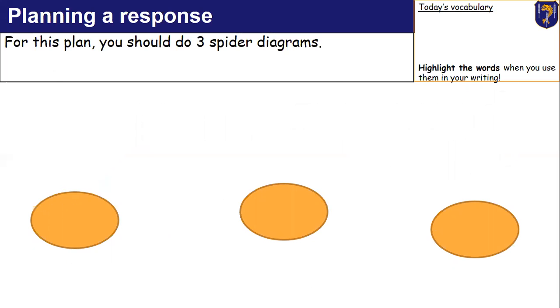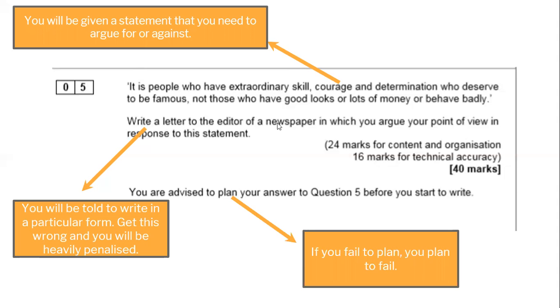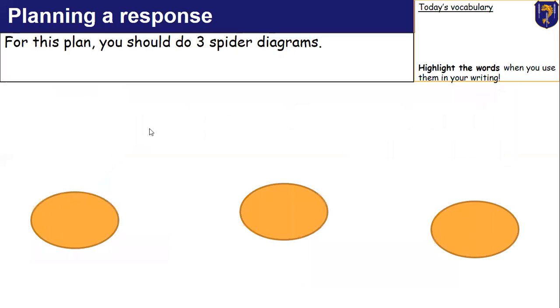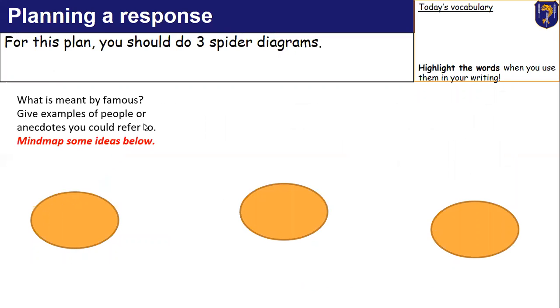When you get to the exam, you have the statement that looks like this. And I suggest the first thing you do is three spider diagrams. Your first spider diagram is what is meant by the word famous, or whatever the topic might be. If it's about cars and pollution, what is meant by pollution? Give examples and anecdotes you could refer to.